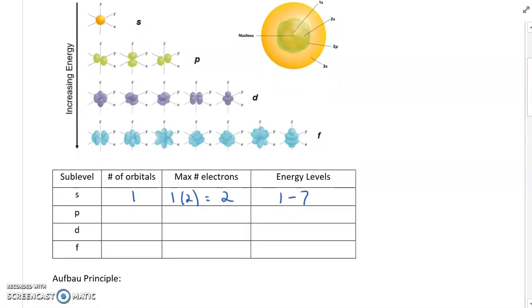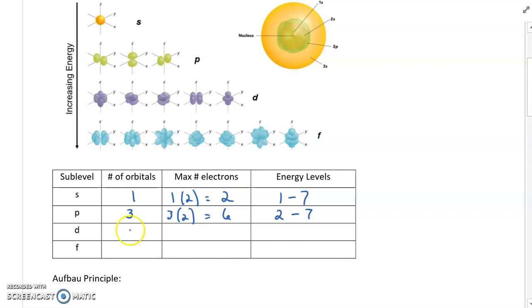The p orbitals, there are 3 of them. And if each one can hold 2 electrons, 3 times 2 gets us a total of 6 electrons in the p block. Now, the p orbitals don't exist on the first energy level of the periodic table. They start on the second energy level, and we'll look at why that is based on the structure of the periodic table in just a minute.